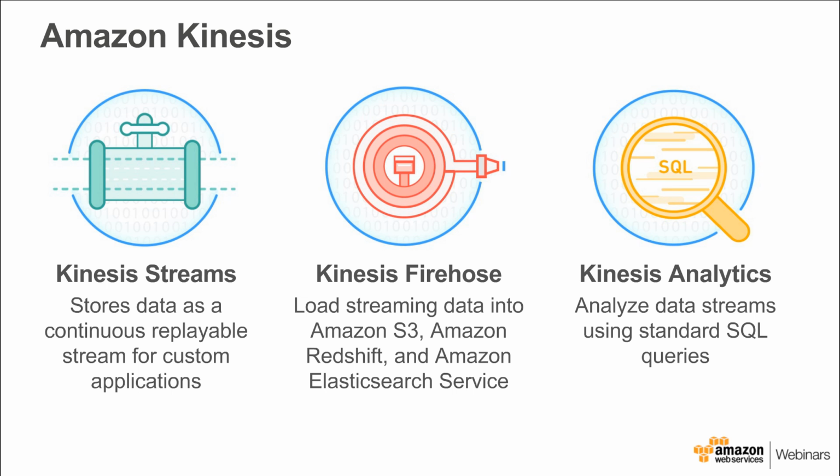Then the second service is called Kinesis Firehose. It's an abstraction layer on top of Kinesis Streams. It automatically loads your streaming data in near real time into different analytical and data storage destinations, including S3, Redshift, and Elasticsearch service, which is exactly the topic today.